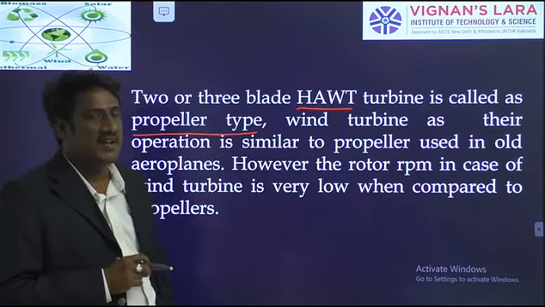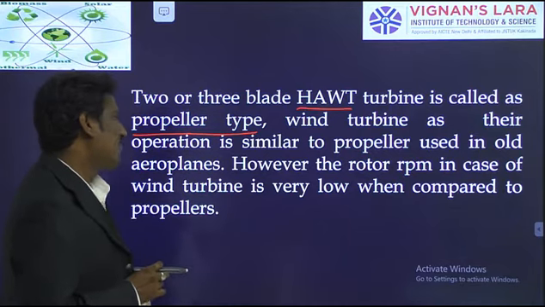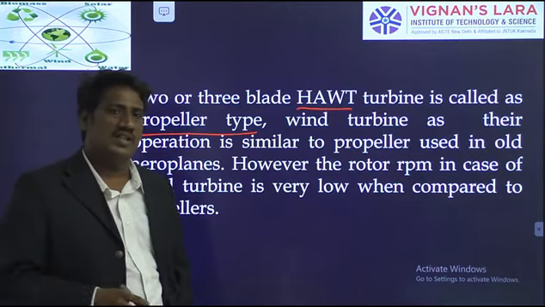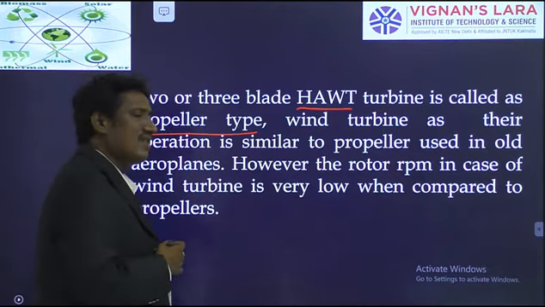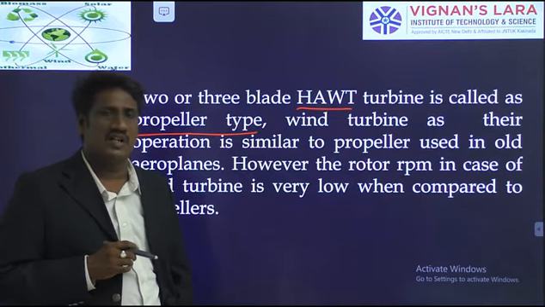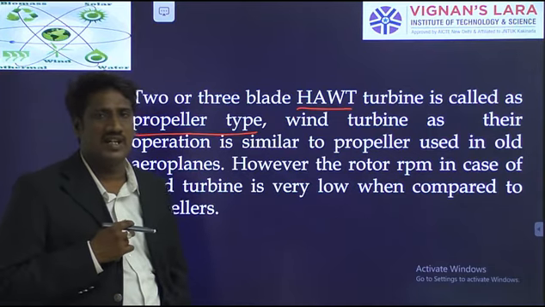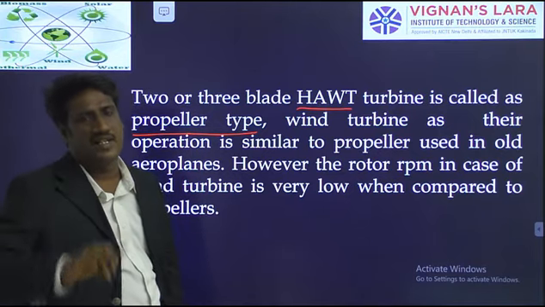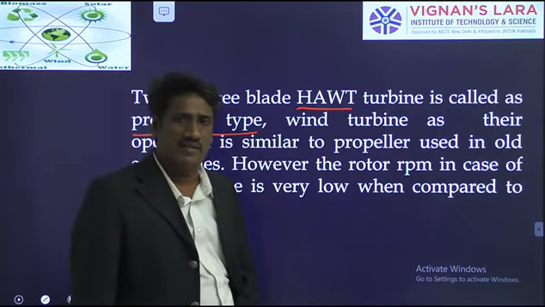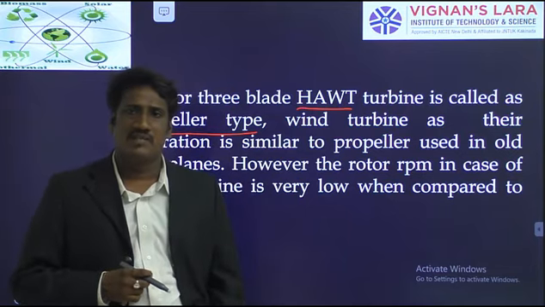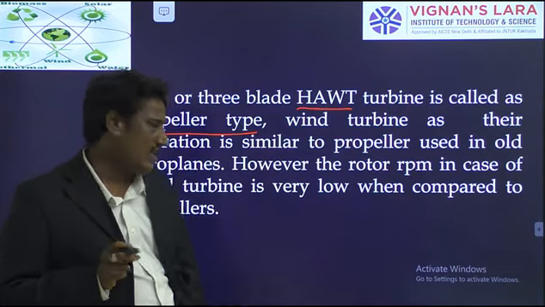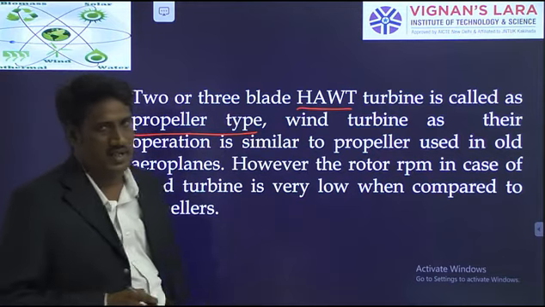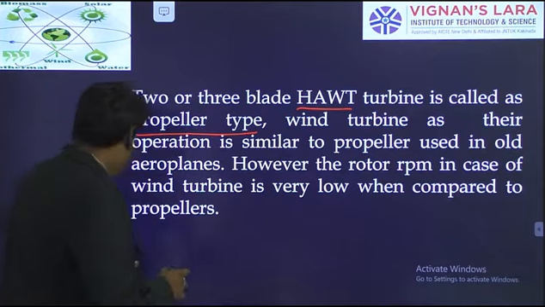But the main variation is that the speed of the rotor we are using here will be less, whereas propellers run at a very high speed. This will run at a very low speed because the wind speed is uncertain. Sometimes there will be a strong wind, sometimes a weak wind.